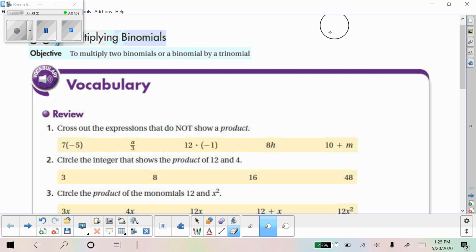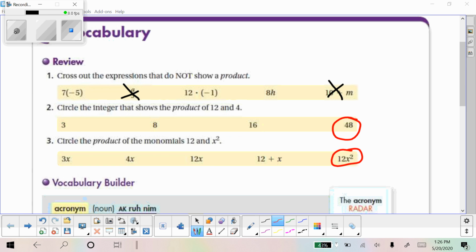How about you go ahead and check out this vocabulary thing and answer the questions and check back and see if you got them right.